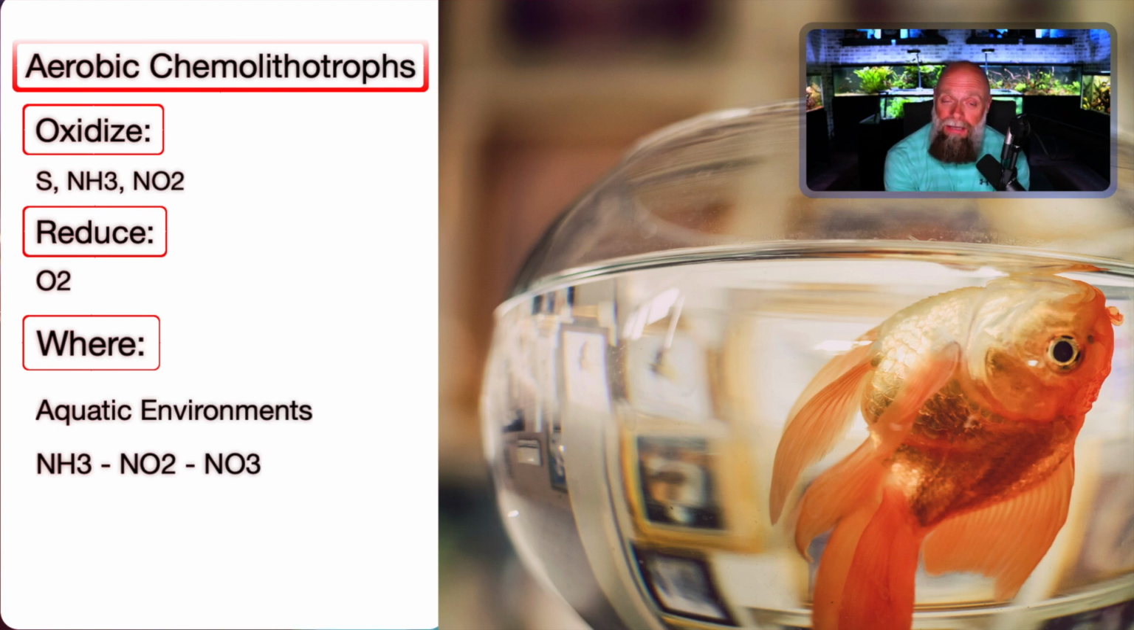However, they are chemolithotrophic, which means their chemical source of energy is going to be inorganic. Examples: sulfur, ammonia, nitrite. These are really important microbes in aquatic ecosystems. As you can see behind me here and in the picture, they are critical. And the reason they're critical is because they make up a group of organisms known as the nitrifiers. The nitrifiers play a critical role in aquatic environments because all living things eventually secrete ammonia.